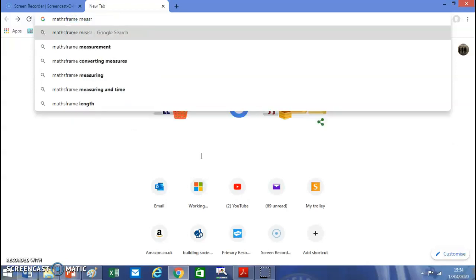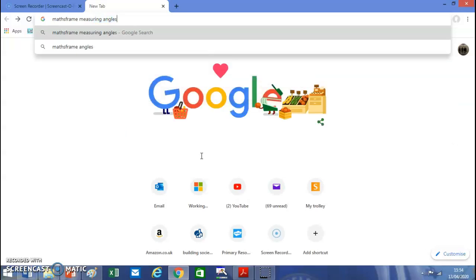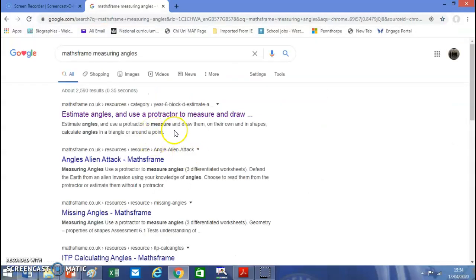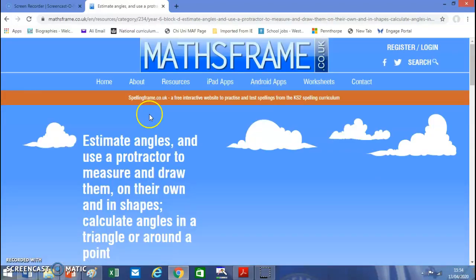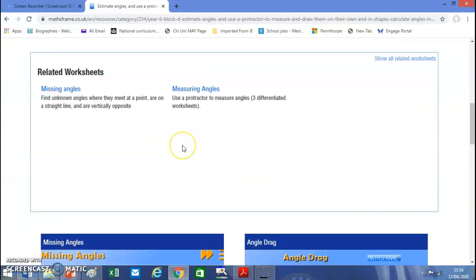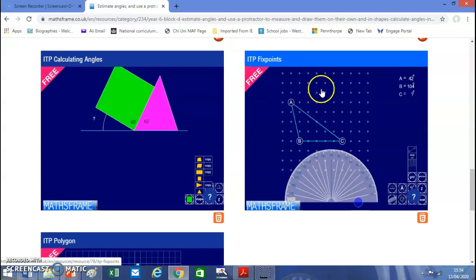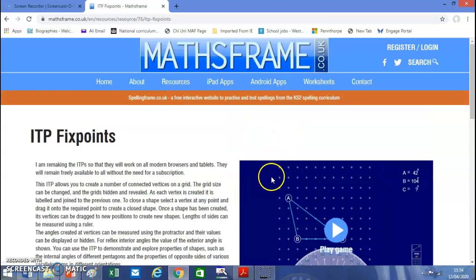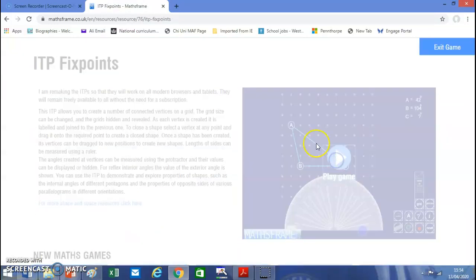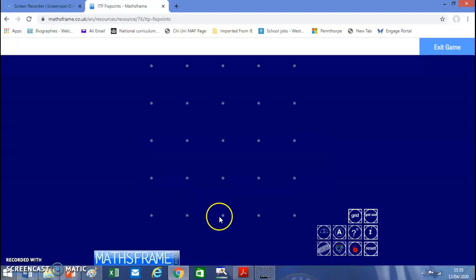measuring angles, and it is your first result on Google that you want to click on. Scroll all the way down to this one here. It's called ITP Fixed Points, and that would just open. Play Game, and it should open on your screen.